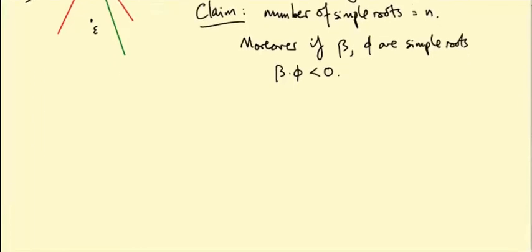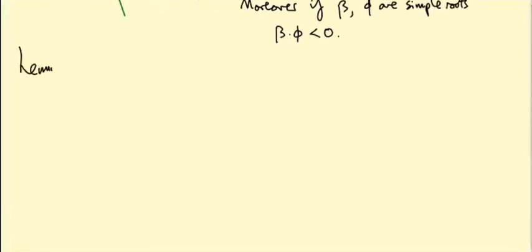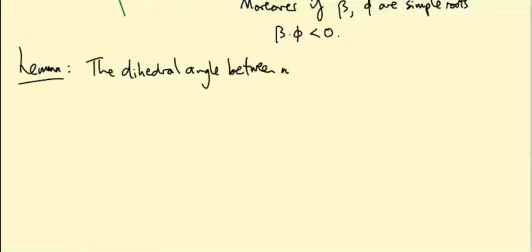So, here is the lemma. The dihedral angle between two of these mirrors in a root system, i.e. between the faces of the Weyl chamber, can be 90°, 60°, 45°, or 30°, and nothing else.